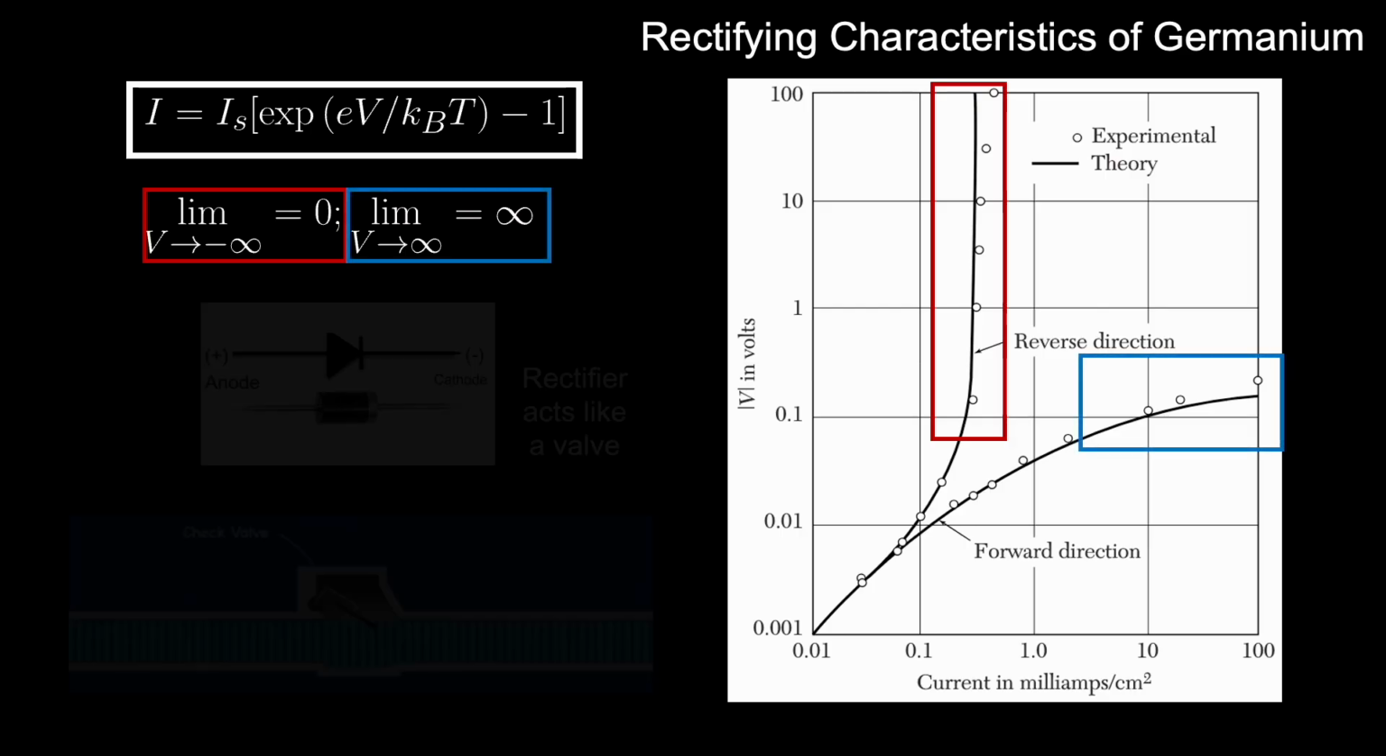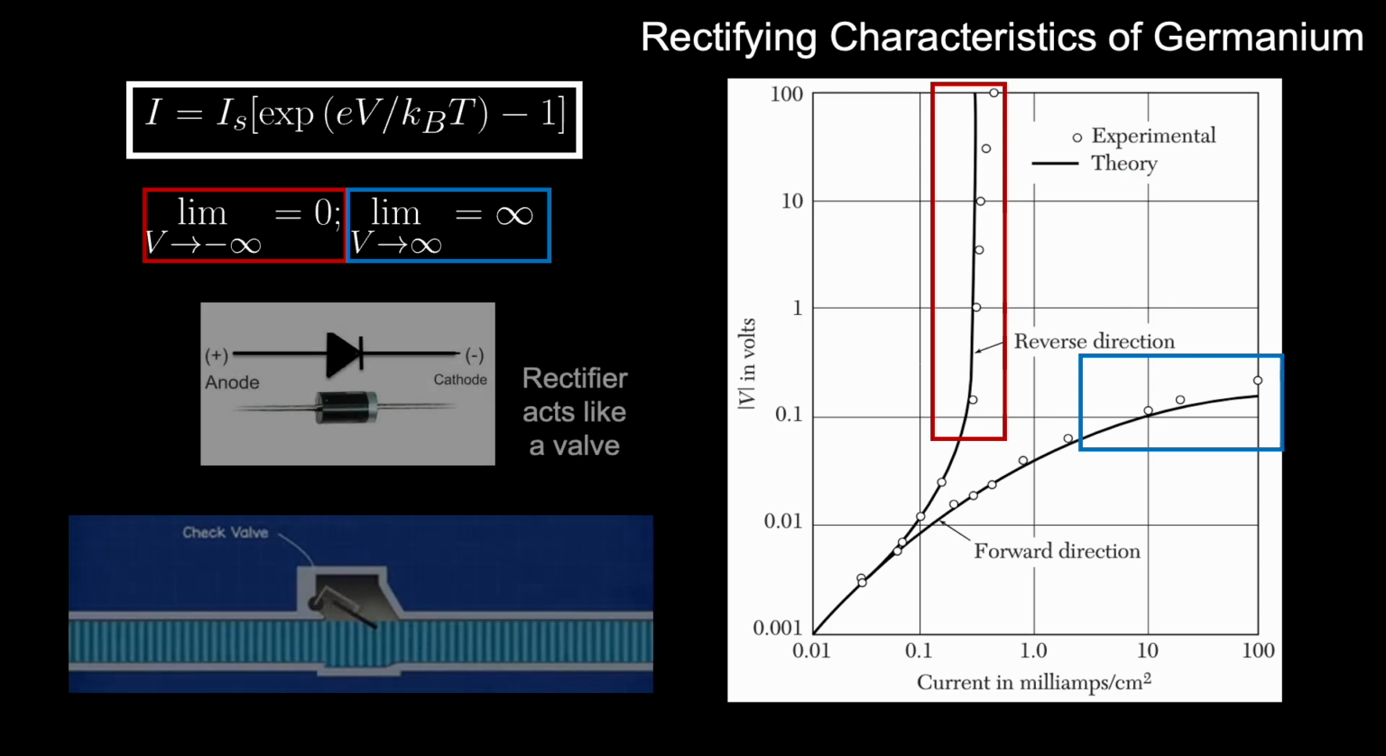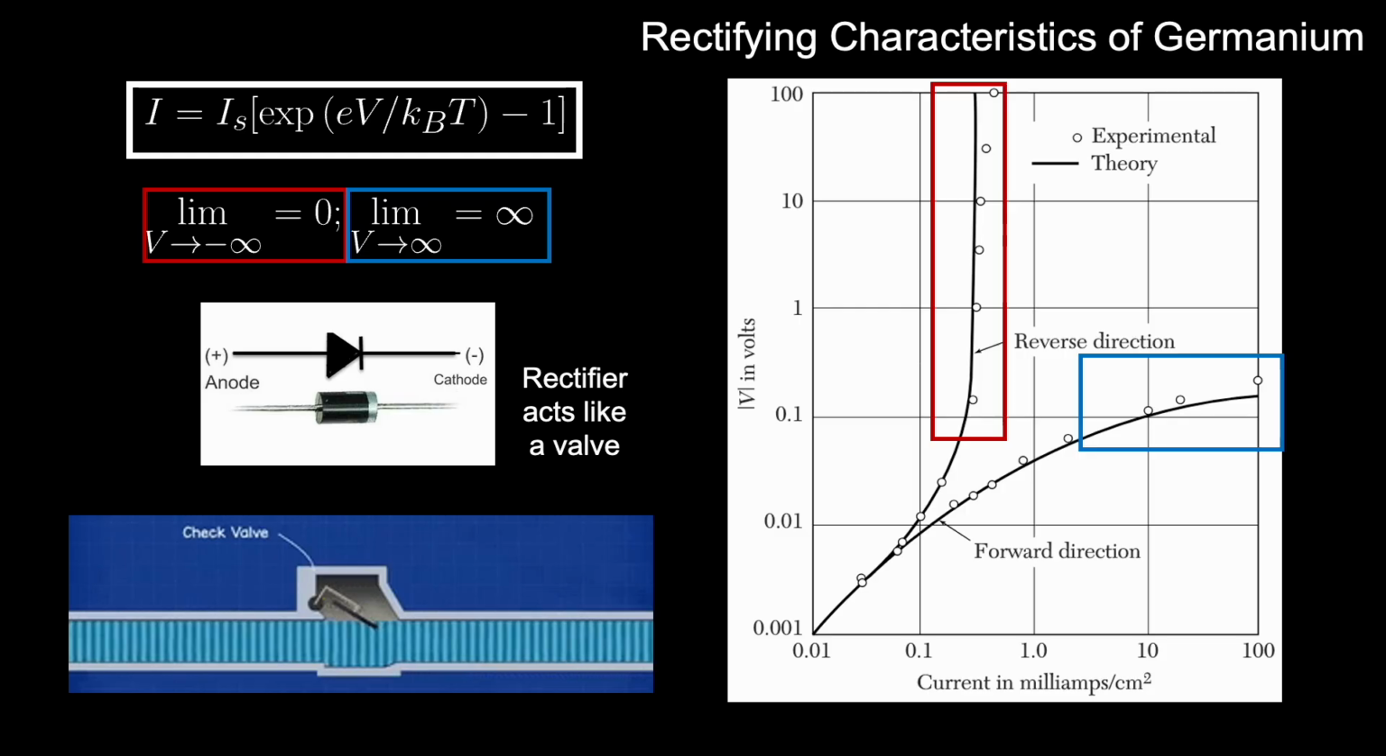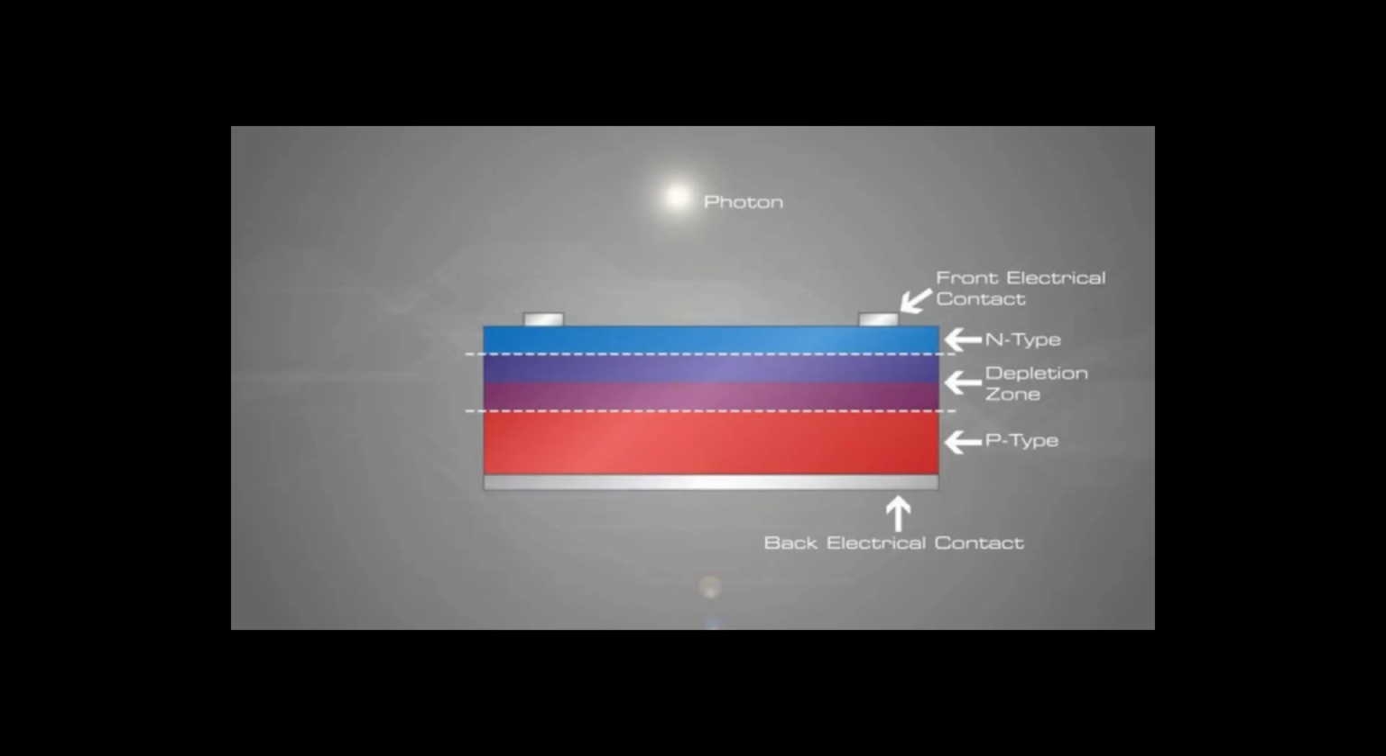Now it becomes clear why the junction acts as a rectifier. It only allows current to flow under positive bias, acting almost like a check valve. Another application of p-n junctions is that they form the foundation of solar cells.